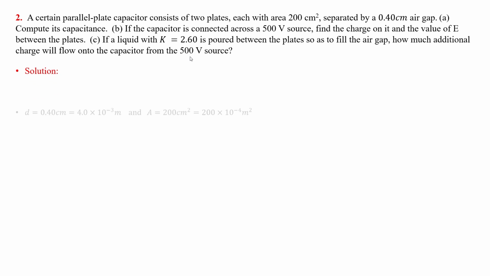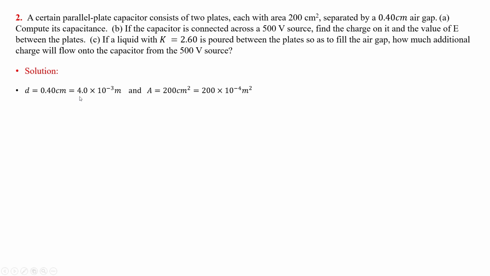So we need to see what data is given. The distance is 0.4 centimeter, which you need to convert into meter, that is 4 into 10 raised to power minus 3 meter. And A is equal to 200 centimeter square, so you need to convert it to 200 into 10 raised to power minus 4 meter square.